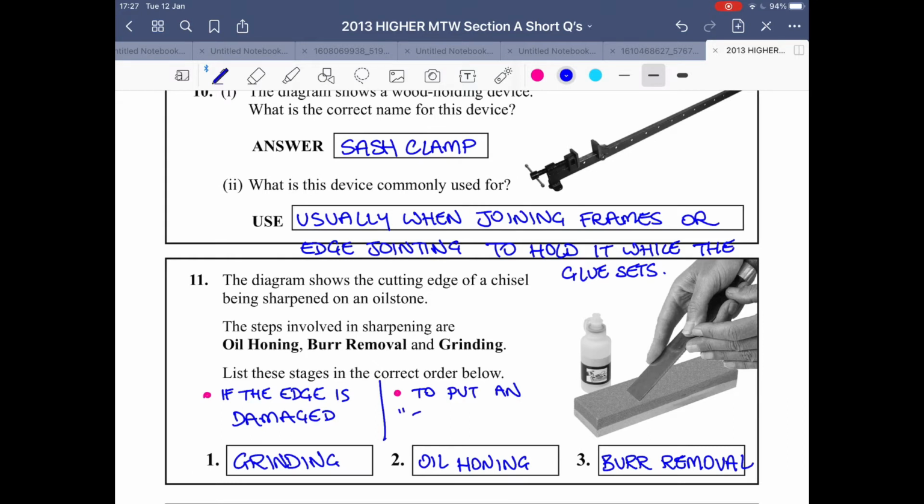Okay, so I'm just adding those notes there. So yeah, grinding is done if the edge is damaged. Oil honing is to put an edge on the chisel, and as we said there, burr removal is just to take off that tiny little bit of metal that will appear at the top of the chisel. And without burr removal, your chisel is not sharp and essentially unusable.